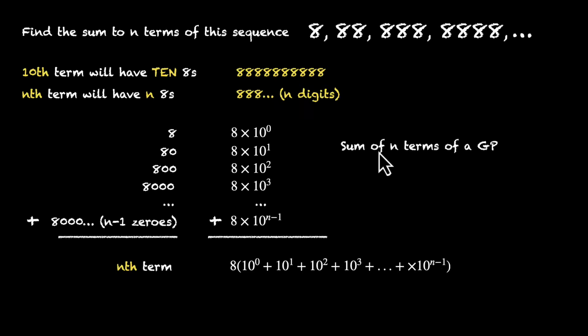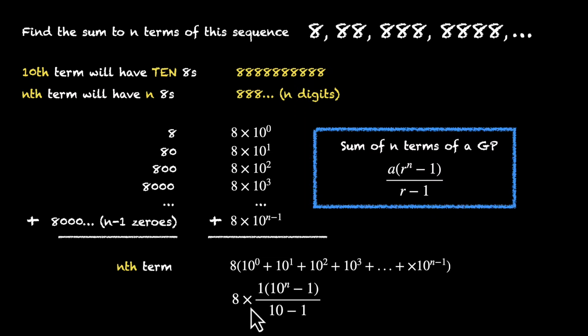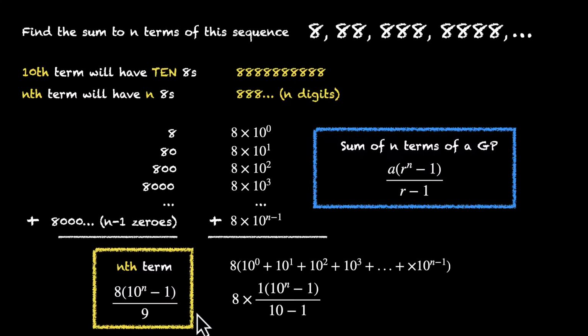What's the formula? Sum of n terms of a GP is a times r to the power n minus 1 by r minus 1. Here a is 1, r is 10, and we have n terms. This is going to be 8 times 1 times 10 to the power n minus 1 by 10 minus 1. And 10 minus 1 is 9, so this becomes 8 by 9 times 10 to the power n minus 1. Okay, so we have made some progress. We don't know the sum of n terms, but we do know the nth term. We are almost halfway there.